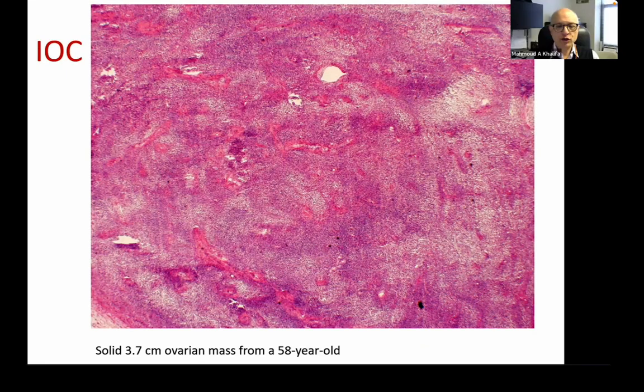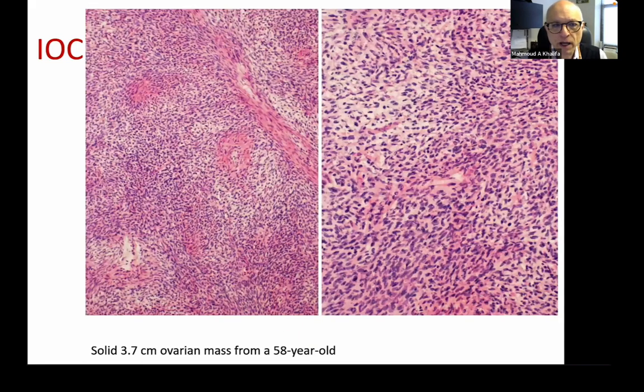Let's look at this tumor here. I am doing frozen section, and I received a solid mass, 3.7 centimeter, from a 58-year-old patient. What do you think this tumor is? So this is a frozen section. You are looking at this. All right, high power. You can see on the left, very monotonous cells. On the right, you can see some stromal cells.